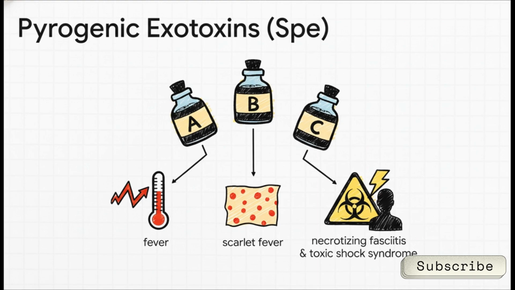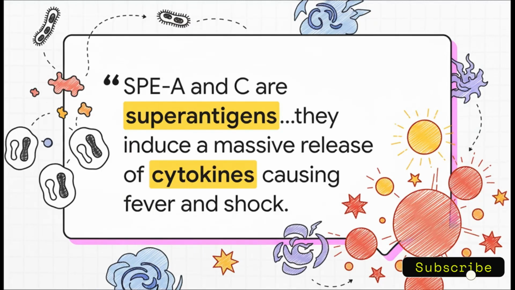These are also the culprits behind that classic sandpaper rash in scarlet fever, and they play a central role in the really scary stuff: necrotizing fasciitis and toxic shock syndrome. So how in the world do they cause so much chaos? Well, SPE A and SPE C are what we call superantigens.